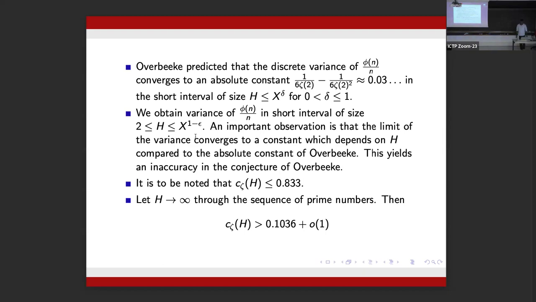So this seems to be an inequality of their conjecture. And if we see the upper bound, when h varies as a real number, this constant is up to 0.833. This is the upper bound. And if you take h as a sequence of prime numbers, in this case we get that this constant is actually bigger than 0.1036. So this is quite far from the uniform constant 0.03.